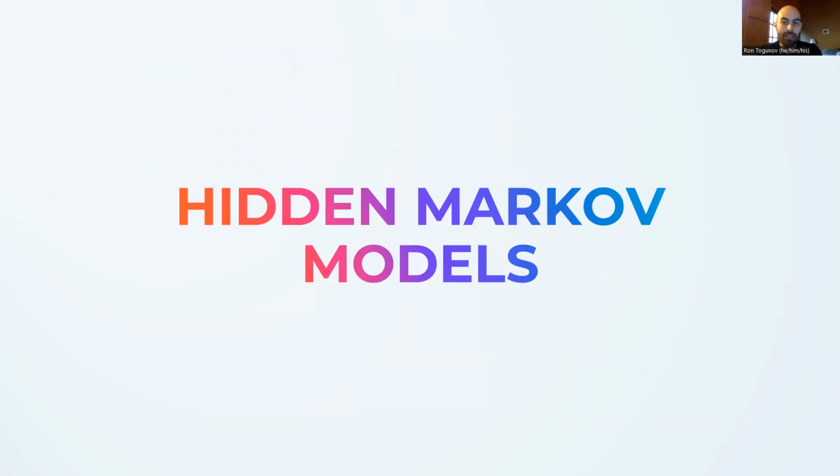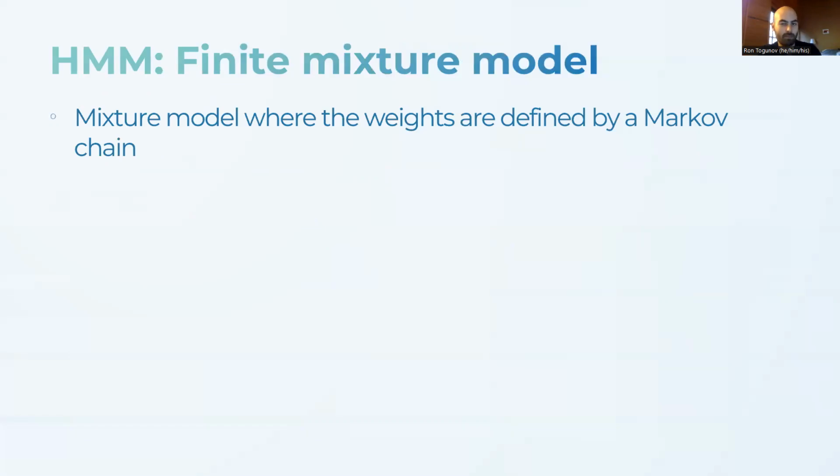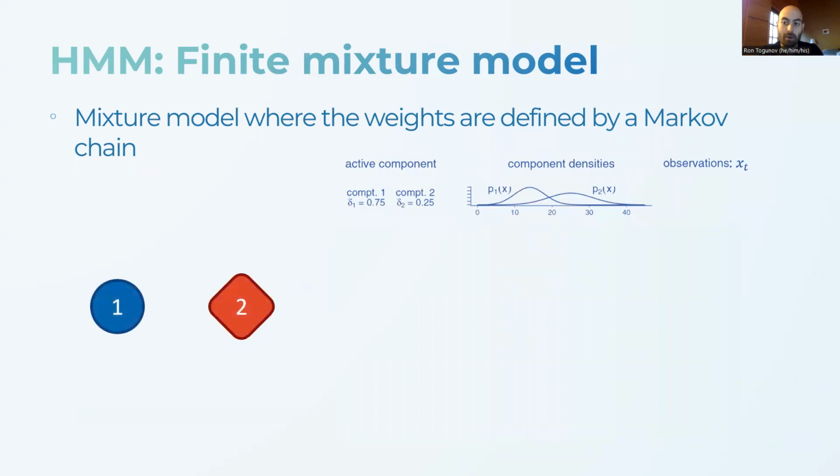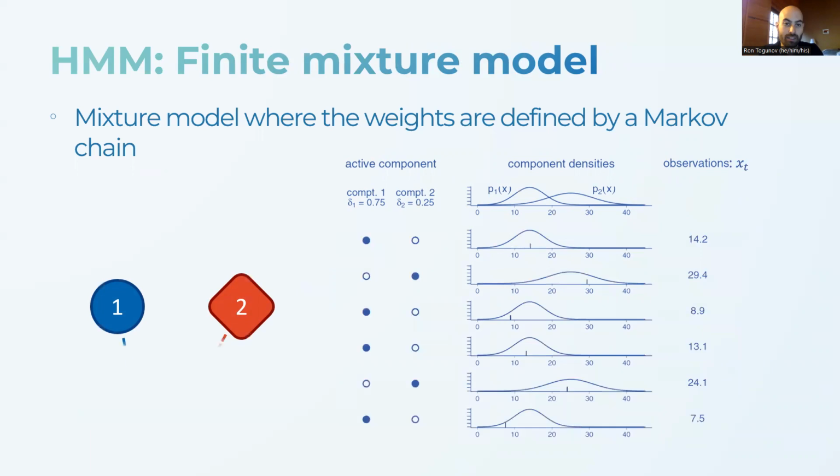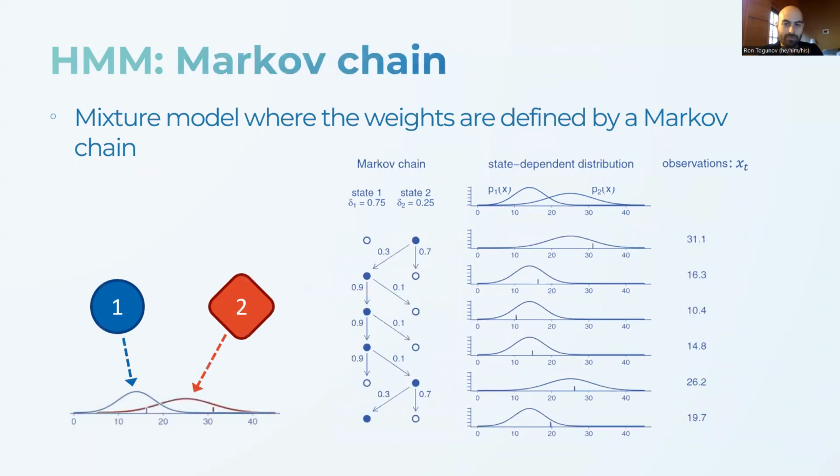So now we have both elements needed to define the hidden Markov model: the finite mixture model and the Markov chains. Simply put, a hidden Markov model is a mixture model where the weights are defined by a Markov chain. As you recall, a mixture model states that there are some finite number of components, each with their own respective weights and emission probabilities.